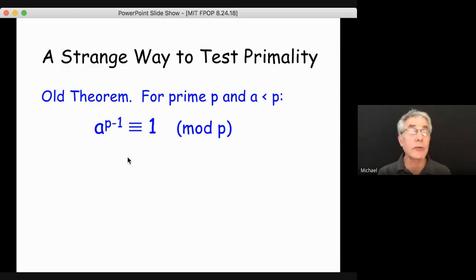It's not obvious that that would be true because you might get any value between 1 and P as the remainder. But in fact, you always get 1 as the remainder. Let's do it in a quick example.